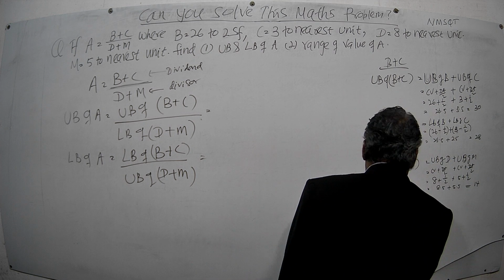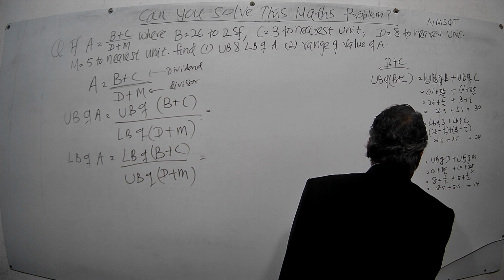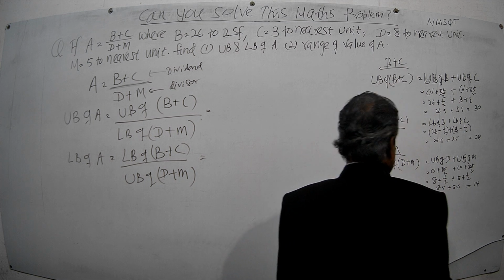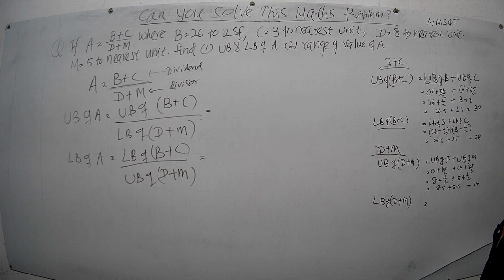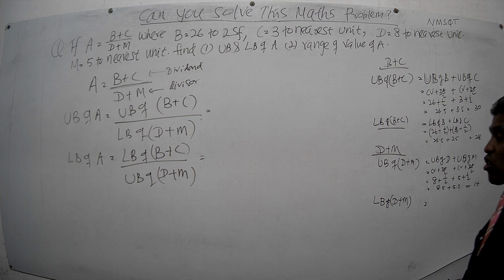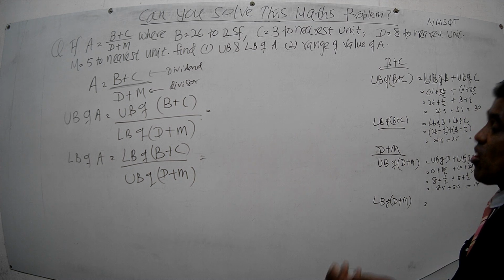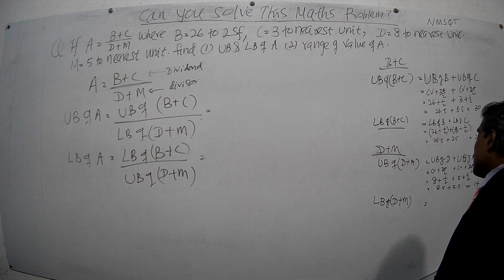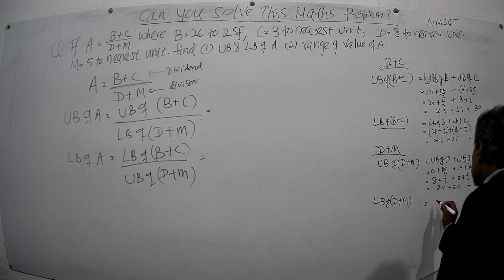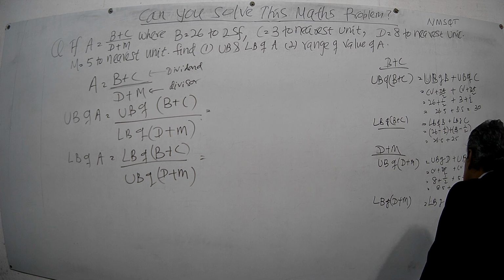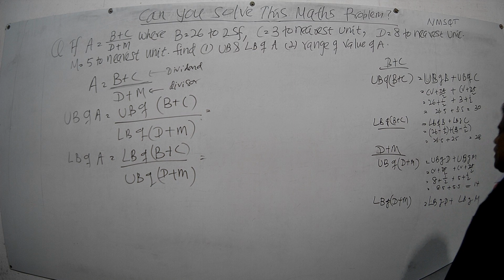Then you will find the lower bound. Lower bound of what? D plus M. How do we find the lower bound of D plus M? The lower bound of a sum equals the sum of the lower bounds of the numbers added. Therefore, we can write the lower bound of D plus M equals the lower bound of D plus the lower bound of M. Okay, right.